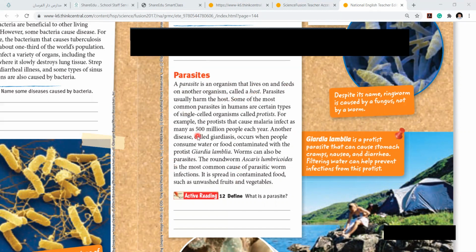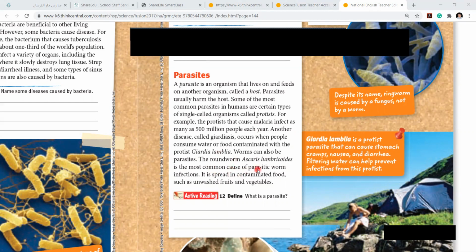This is all explanation. So what is Giardia lamblia? It's a protist parasite that can cause stomach cramps, nausea, and diarrhea. Even if you're taking some medicine, maybe for 10 to 20 days, that person will be infected. Whenever he eats something, he immediately has to run to the washroom. It's not important that he's throwing up, it can lead to diarrhea also. Sometimes both come together.